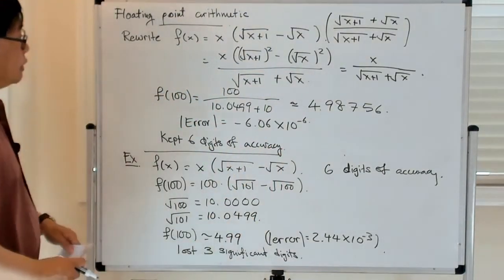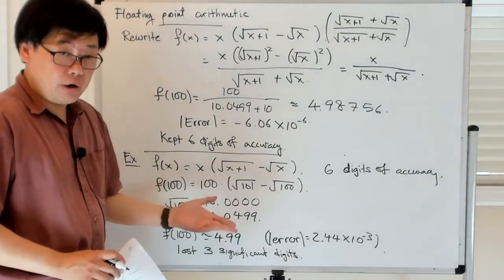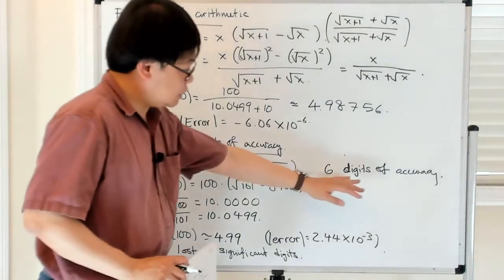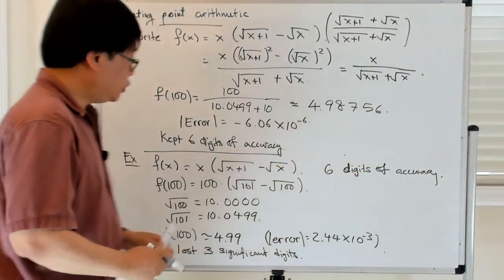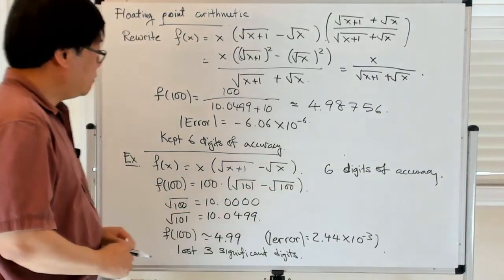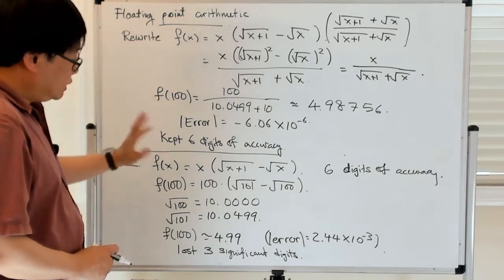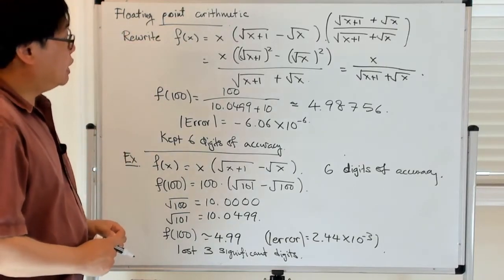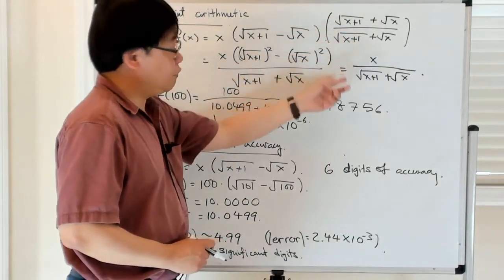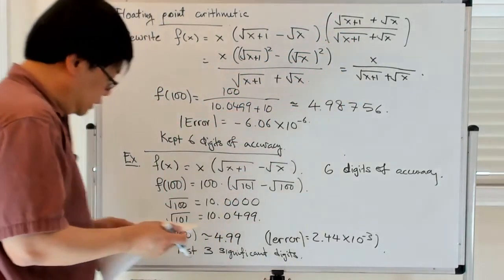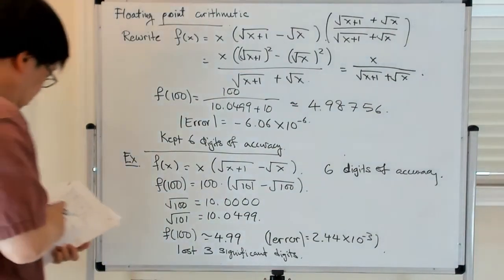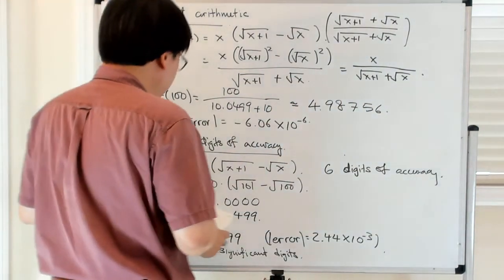So it's important to be aware of the potential for significant loss of accuracy and significant digits based on these cancellation error phenomena. And as this example demonstrates, oftentimes you can rewrite the expression to avoid this kind of cancellation error. Okay, so let me just stop here for now.